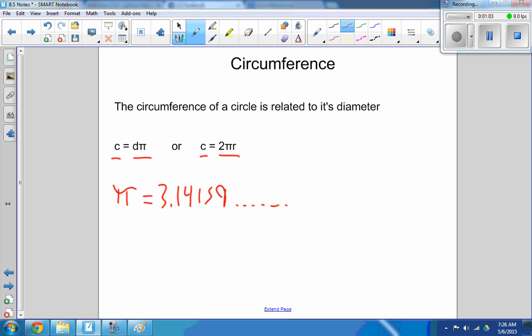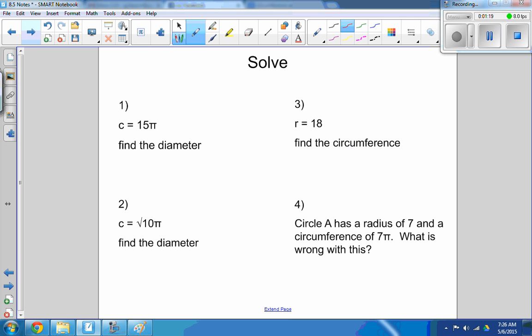Well, where's 2 pi r coming from? Well, the diameter is equal to 2 radius, so it's just substituting in 2r where the diameter is. And there's my equations for the circumference. So let's use that idea to solve for a couple of problems here.